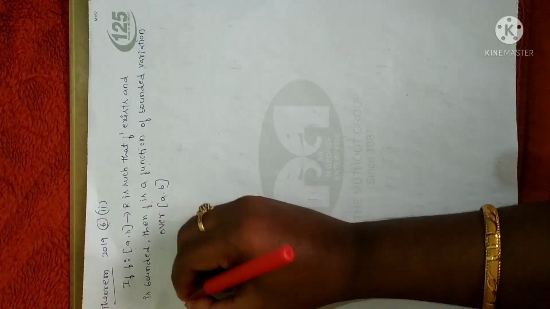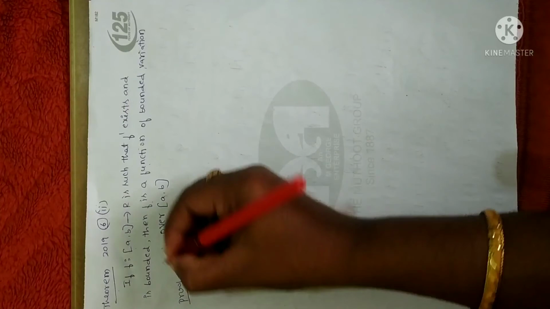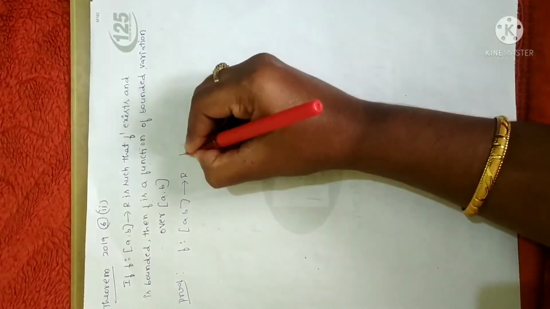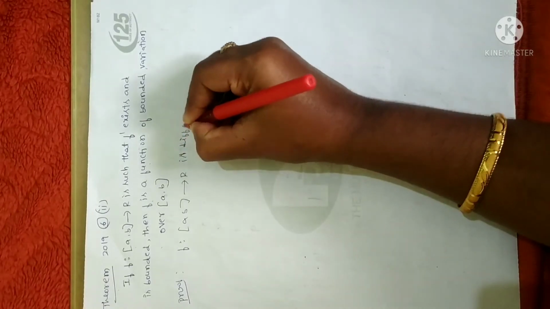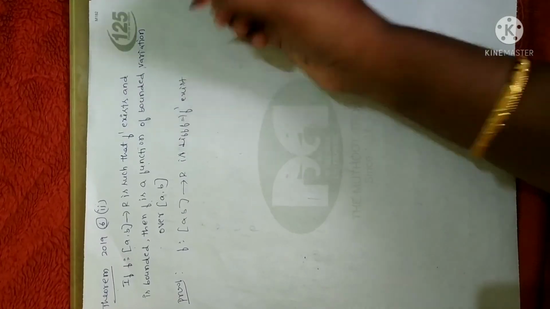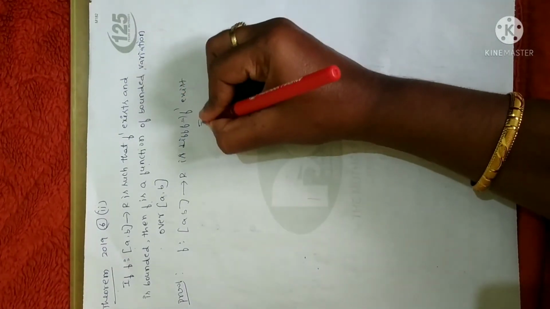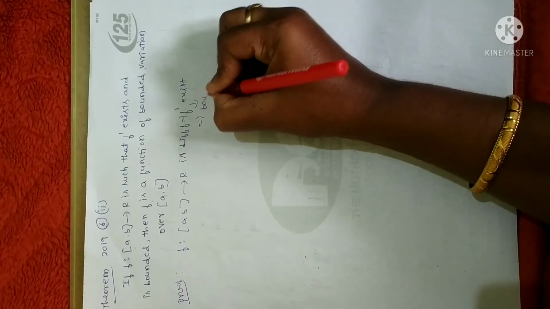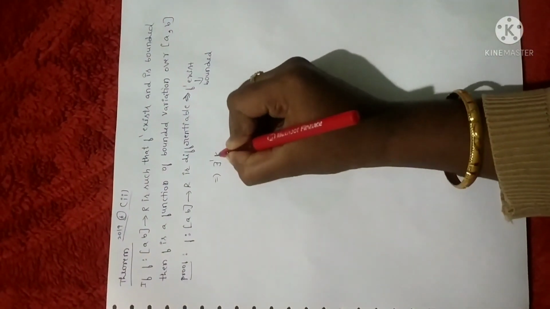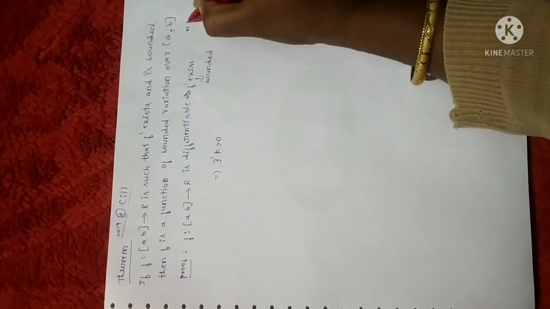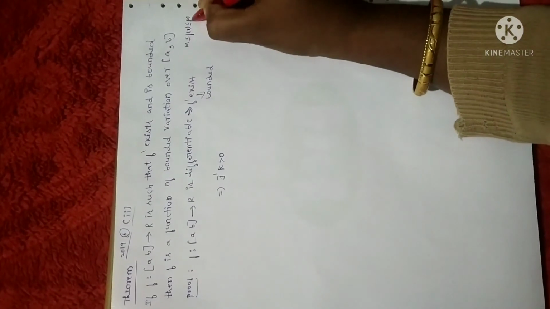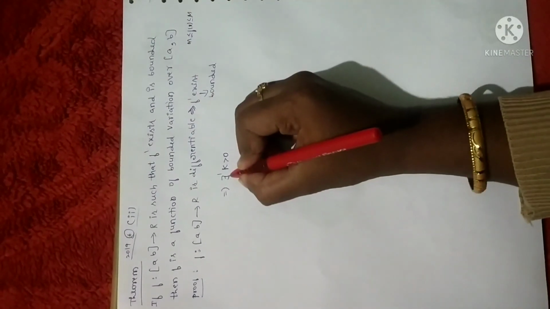Coming to the proof, let me define a function f from [a, b] to R, and moreover let it be differentiable. Differentiable means f dash exists, and moreover let us consider f dash to be bounded. As per the definition of boundedness, a function will lie between certain values. Instead of M, I am going to take K.